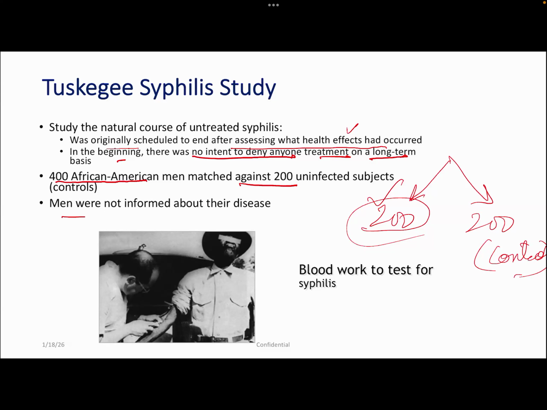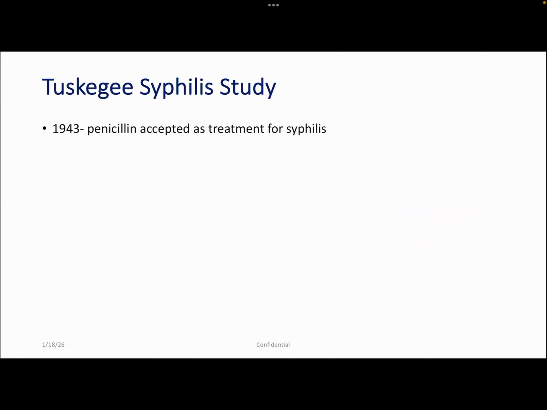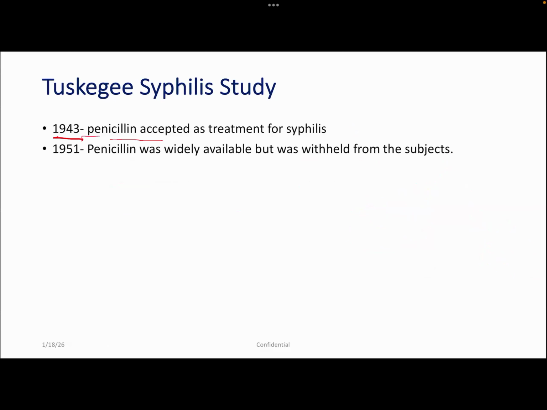The men were not informed about their disease. They were not even informed that they wouldn't benefit from the research. They were told that we are doing your tests, all of it is free, and you are getting some treatment. The problem also is that in 1943, when penicillin was accepted as a treatment for syphilis, they were denied. They were not informed. They were not given it. What is the modern condition now?